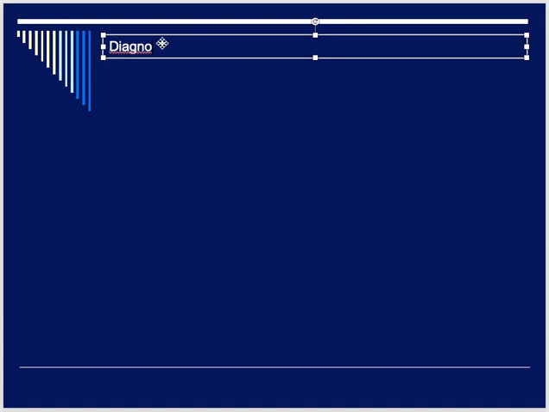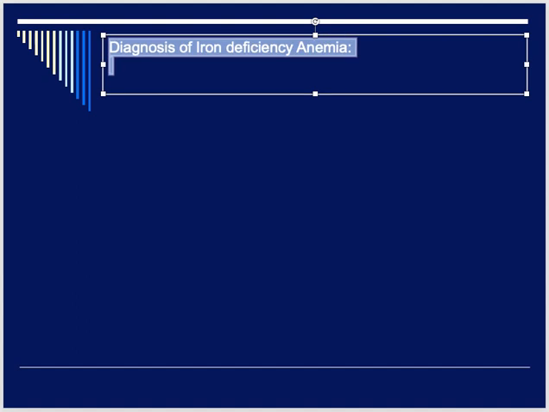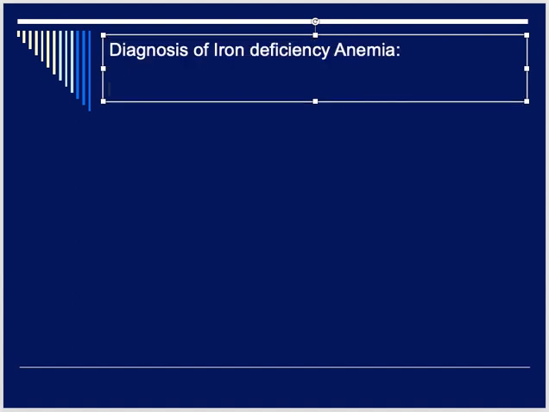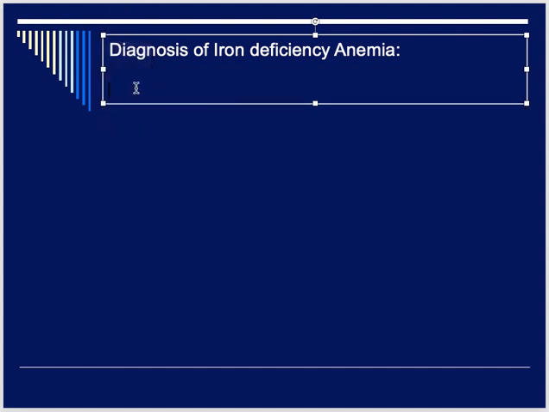Diagnosis of iron deficiency anemia. So what happens is, first of all, we check the patients. We send the patient for CBC, right? Of course, this is the first step as we discussed yesterday.